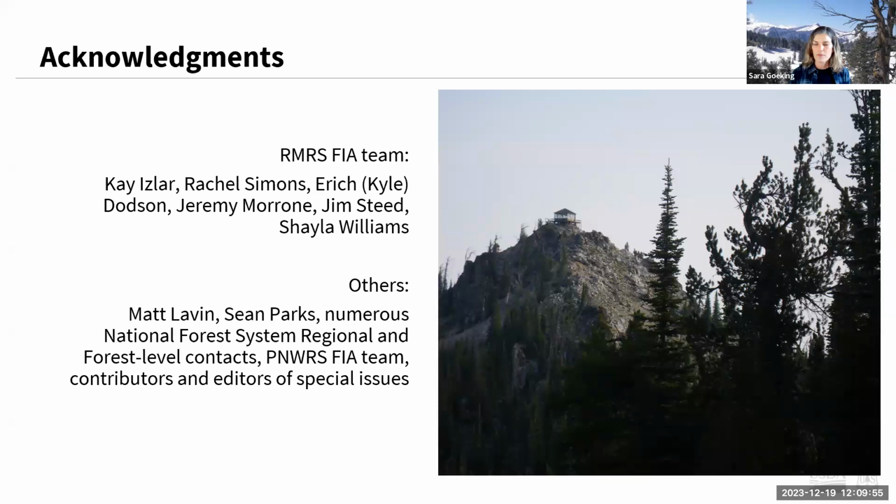Since then, I've worked with some other people from Rocky Mountain Research Station, Forest Inventory and Analysis, including Rachel Simons, Kyle Dodson, Jeremy Marone, Jim Steed, and Shayla Williams, and they continue to use the forest inventory data to do periodic assessments of the status of whitebark pine. I also want to thank Matt Lavin at Montana State, who has done some lab analysis to verify IDs of samples on FIA plots. Also Sean Parks, who's a collaborator from Rocky Mountain Research Station. Other FIA people from Pacific Northwest Research Station, and then also all the National Forest System regional contacts that have given us input on what would be useful for them to see from the data that we're analyzing. So instead of us doing our analyses and writing in a vacuum, we're making sure that we're addressing a need.